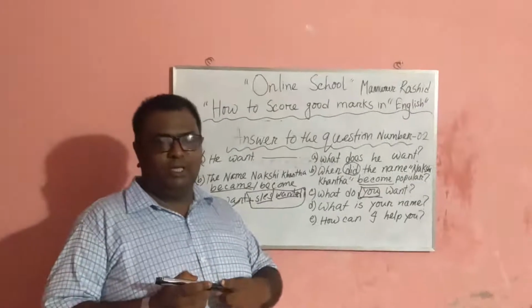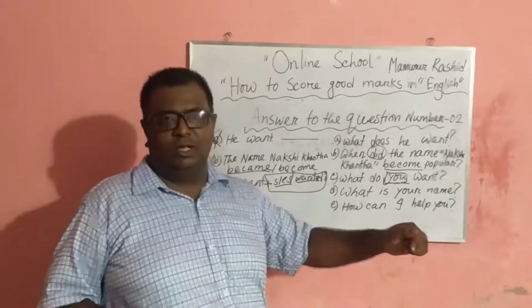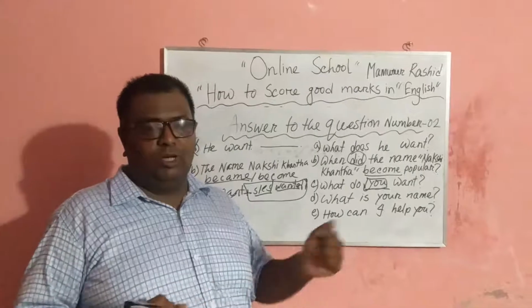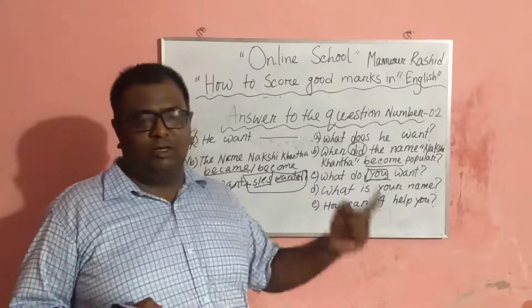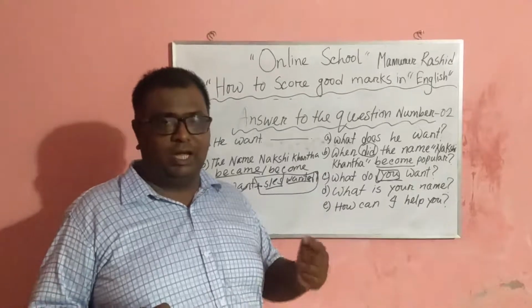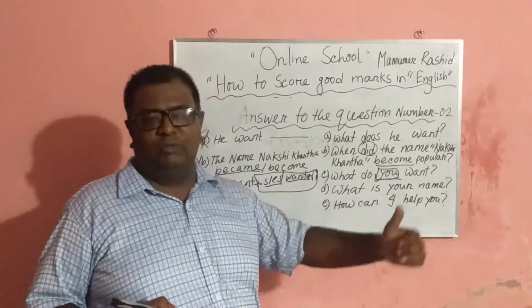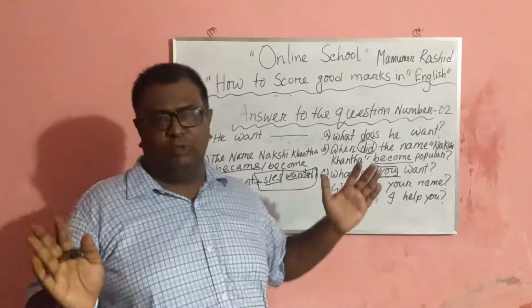So here is the mistake. The question is, what is traffic jam, and you start your answer, traffic jam is a common problem in our country. So the question wants what is traffic jam. So your answer will start like this: traffic jam is a jam of long line of vehicles, and then you can write, it is a common problem in our country.